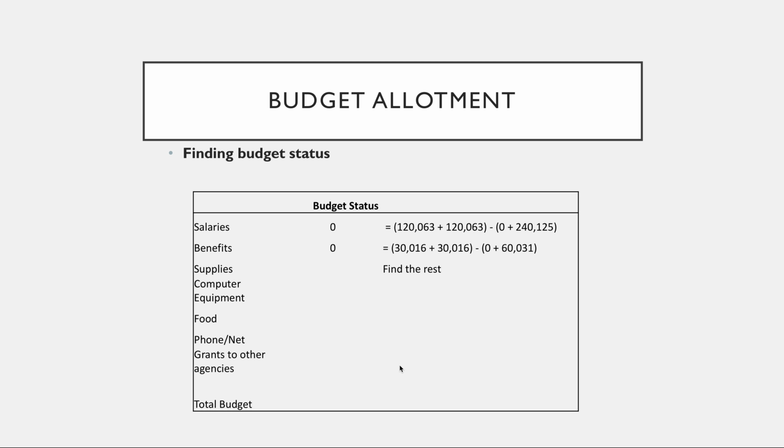Okay, so using that formula there, we can tell for salaries and benefits that we are at a zero budget status. That basically means we didn't overspend, we didn't underspend. We spent just the amount that we were budgeted. Now, I didn't do that for the remainder of our line items, but if you go back and do them, and hopefully you downloaded the notes that were attached and you can follow this.